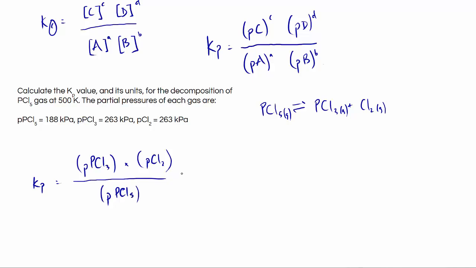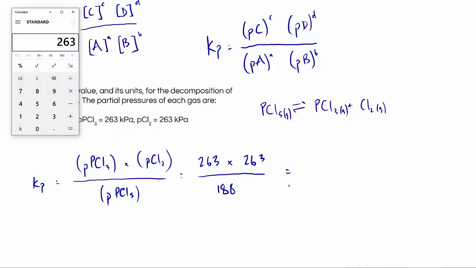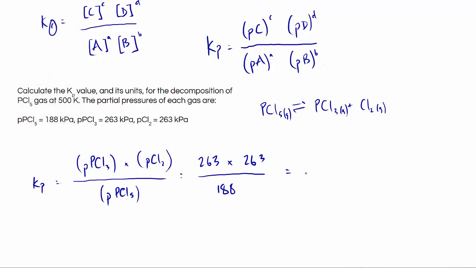We're given those values here, so PCl3 is 263. The partial pressure of Cl2 is 263 again. Nice and easy. And then we've got 188 as the partial pressure of PCl5. So all we would do is multiply that number by that number divided by 188, and we come out with the value of, and we'll do this live, 263 times 263 divided by 188, and that comes out with a value of 367.92.